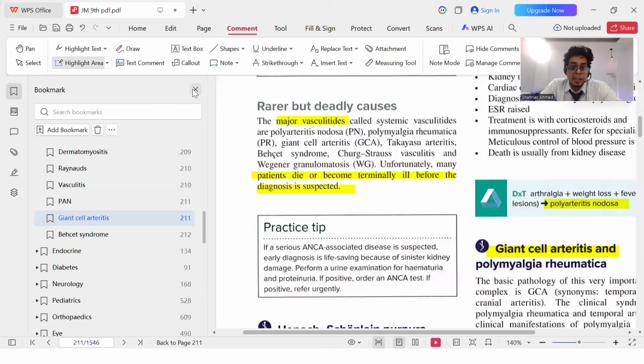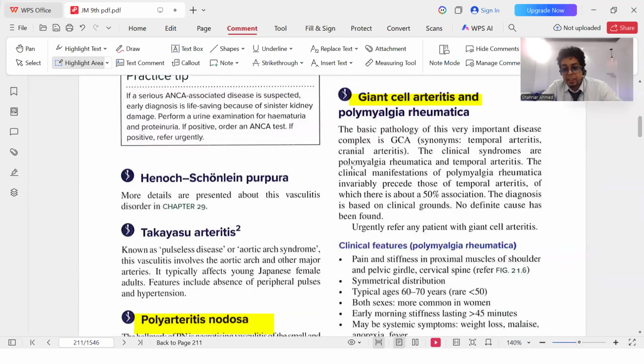Now this brings us to a very hot topic. I'll tell you the scenario. A person who is 50 years old presents to you with a severe headache, a temporal type of headache, one-sided. And they also complain of a problem in their vision. So what do you think it could be? And if you do a test, ESR could be positive as well.